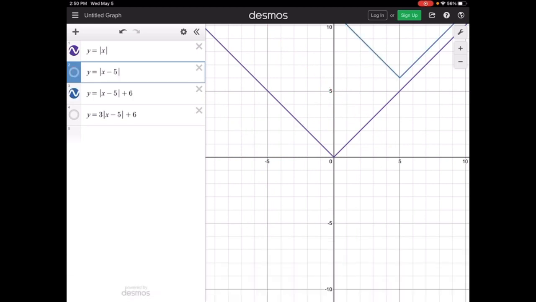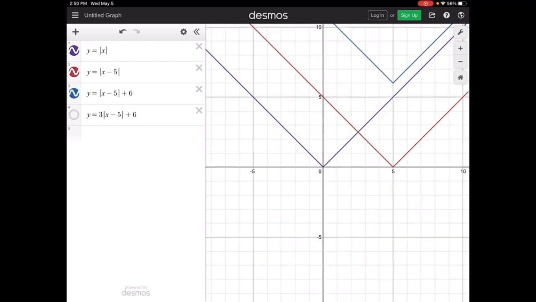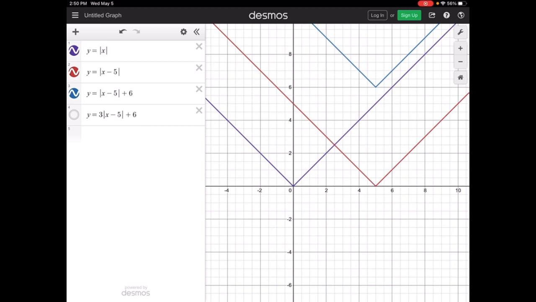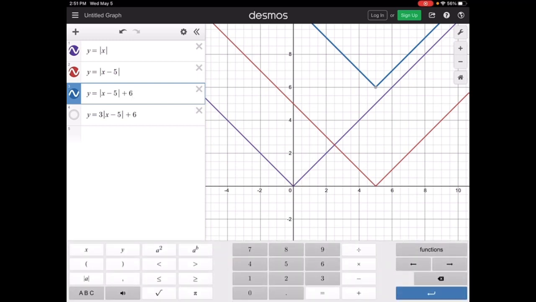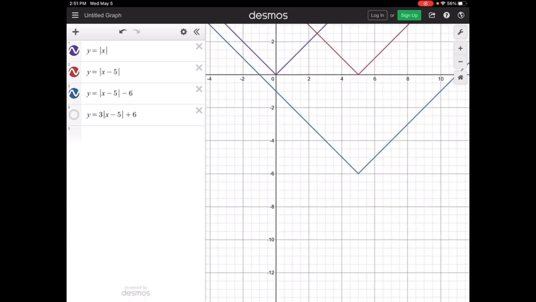Then if we graph the absolute value of x minus 5 plus 6 and compare that to both graphs, we'll see that from this red line to this blue line, all we did was we added 6 to our function. But as you can see, not only was this light blue line shifted right 5 units, but it was also shifted up 6 units. So here, if that k value shifts up, then if I have minus k here, or minus 6, then it'd be shifted down 6 units.